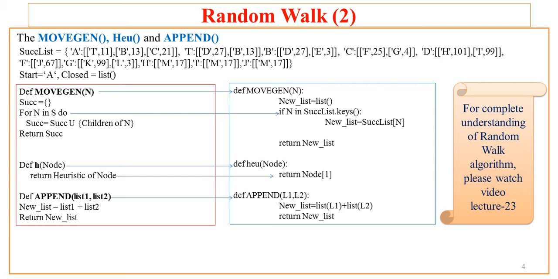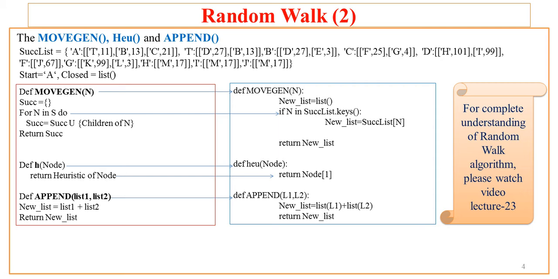Before getting into the actual code of random walk, we'll see the data structure and the sub algorithms used in the random walk. So here the list of successor is maintained using SUCC list, which we already discussed in the earlier slide. So here is the list of successors. We also have a start node which is given as A, and the closed list, a global list maintained to keep a track of nodes visited by the algorithm at the time of execution.